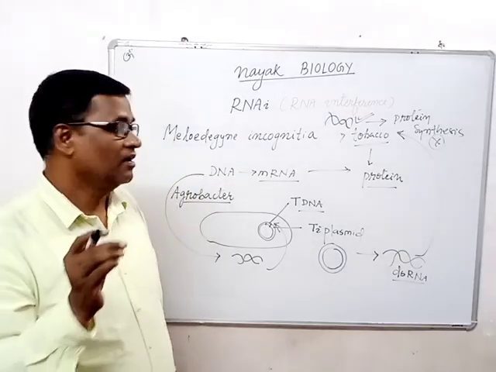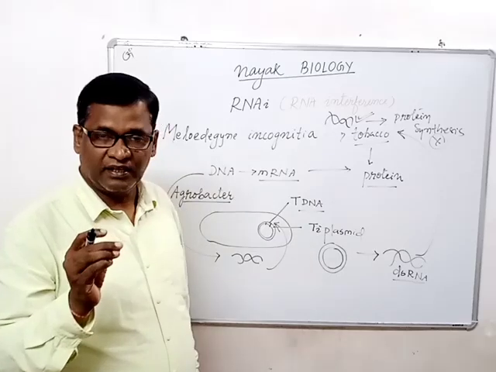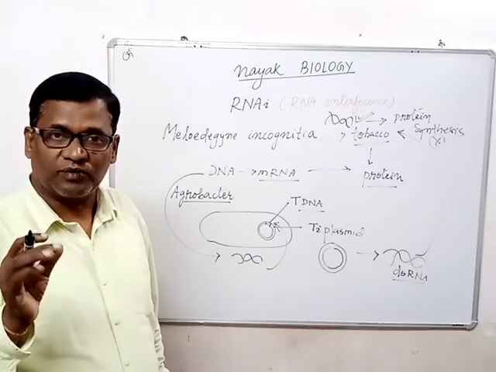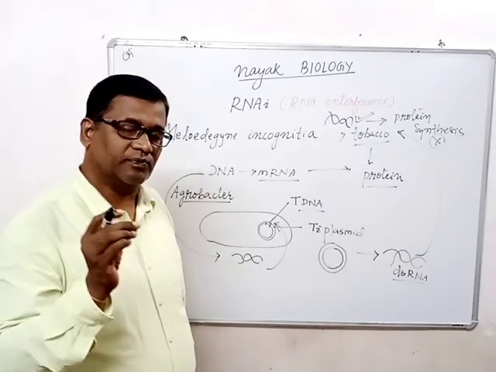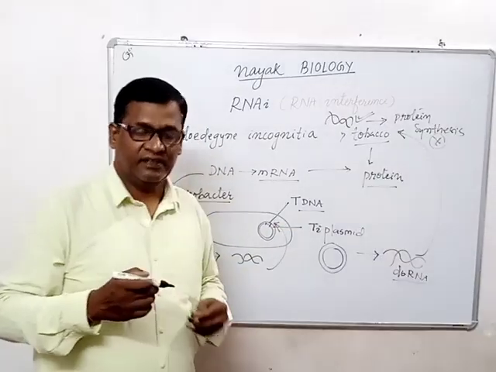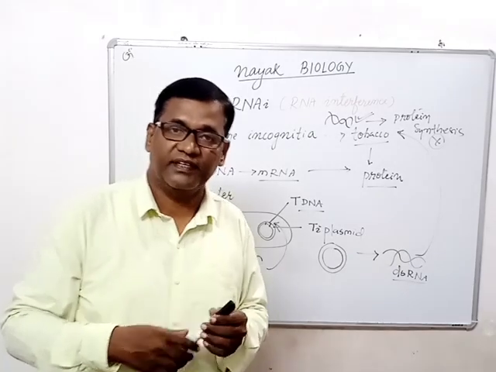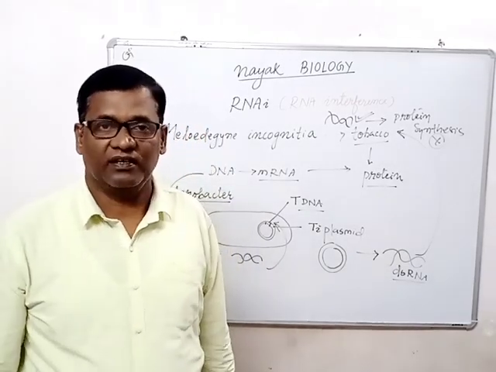It happens by the formation of double-stranded RNA, which does not allow the protein synthesis, the protein which is toxic for the plant. That is the mechanism. RNA interference is a mechanism by which we can prevent infection. It is a defense mechanism in eukaryotes.